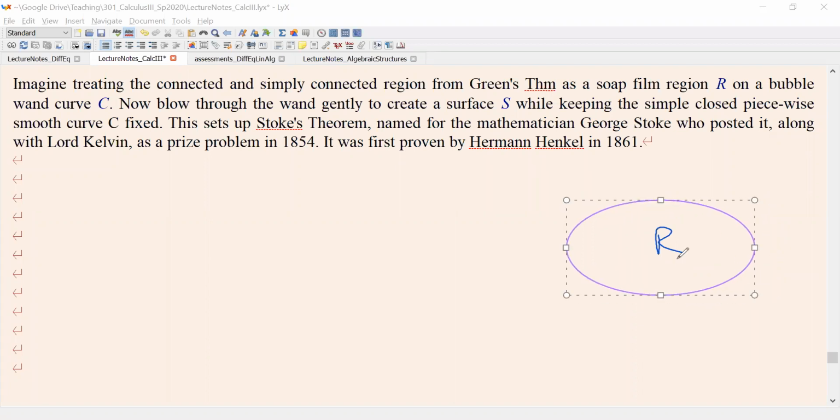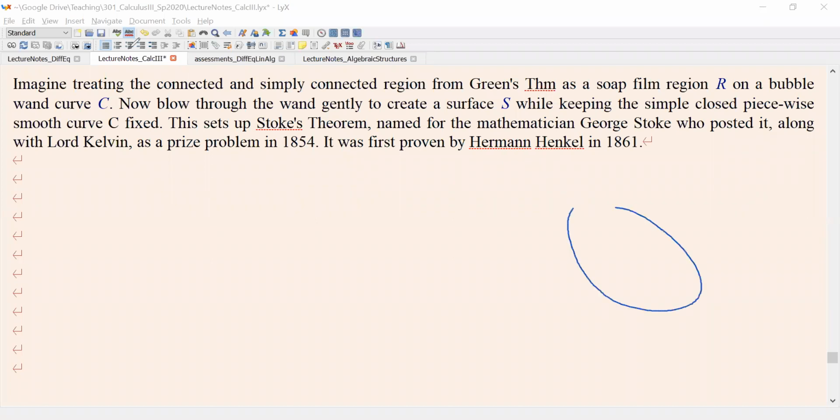Oh, that's not going to work. Okay, so let me back up. I'll just draw a separate circle for that independently. Here is our bubble wand. Our xy plane is slightly turned. Our curve C is going around it. I'll label it down there so we can see it a little better. And we are going to blow through this bubble wand. I think we were holding it down at the bottom.